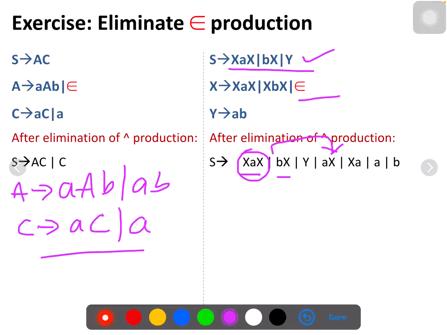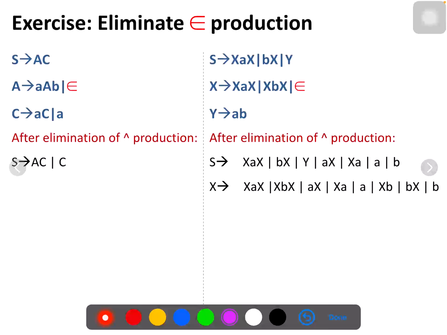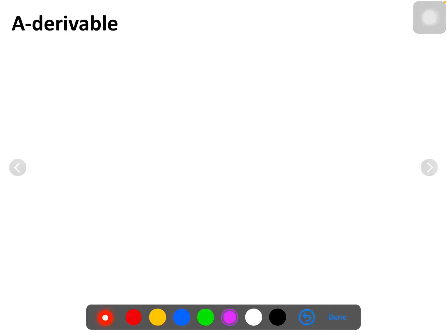First x is replaced, giving aX. Second x is replaced by epsilon, giving Xa, and when both x are replaced, you will get a, and one more, that is ab. So x is replaced by b, and here b, x is already there. This is very simple. Next, similarly for S you have to replace it, and in this way epsilon can be replaced.